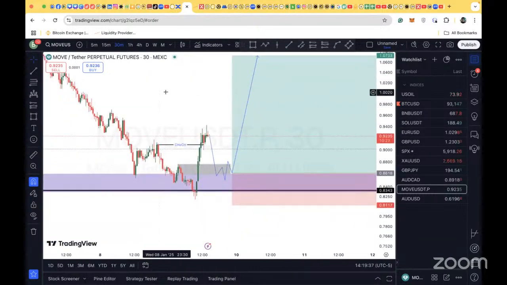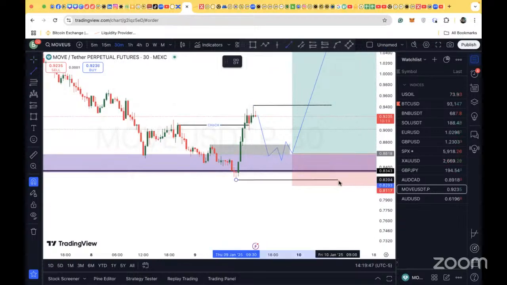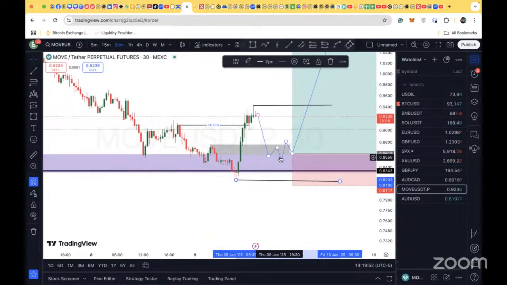So we want a Fibonacci pullback of this zone. This is our trading range for entry. So where do you want to buy from? Do you want to buy from the up, or do you want to wait for it to come down before you buy? Always wait for price to come down to the dip before you buy.